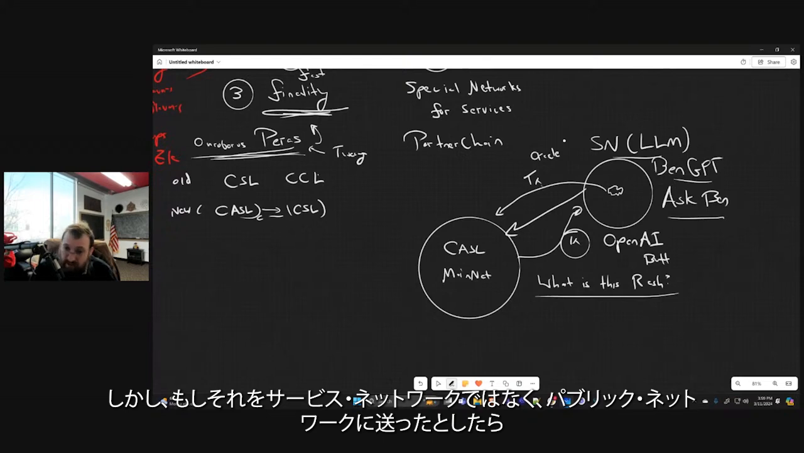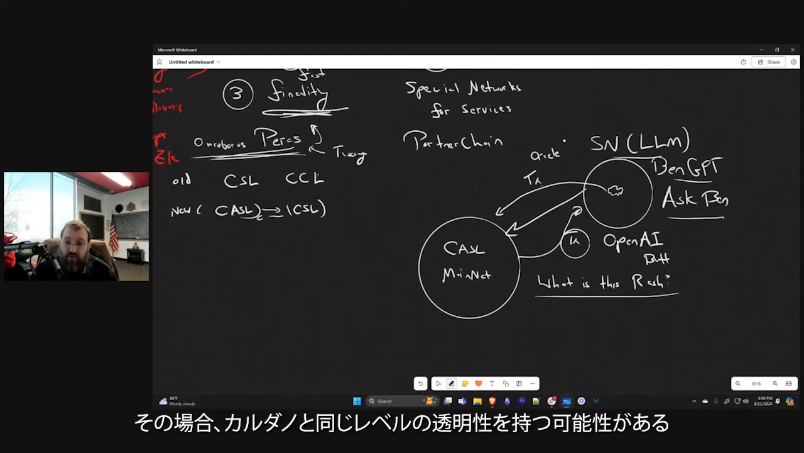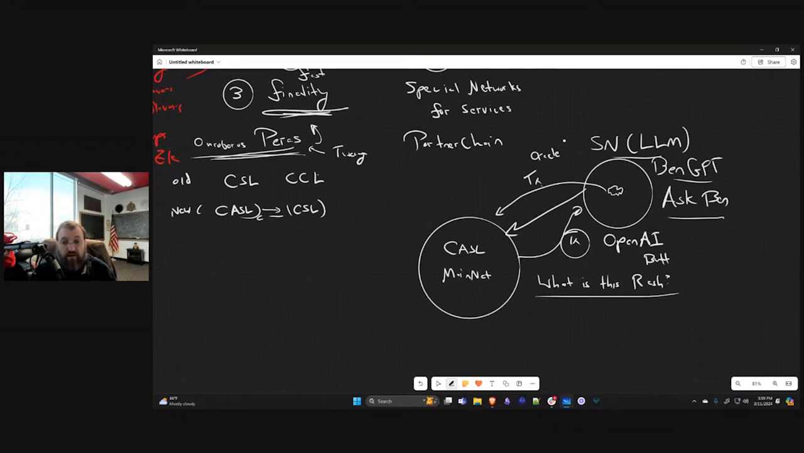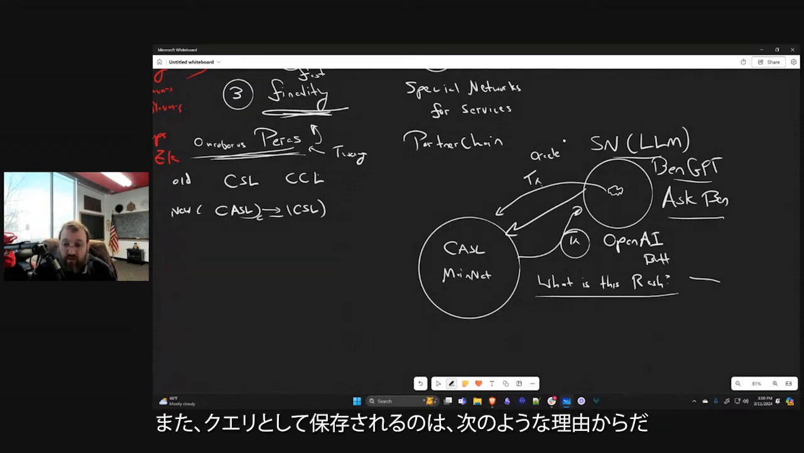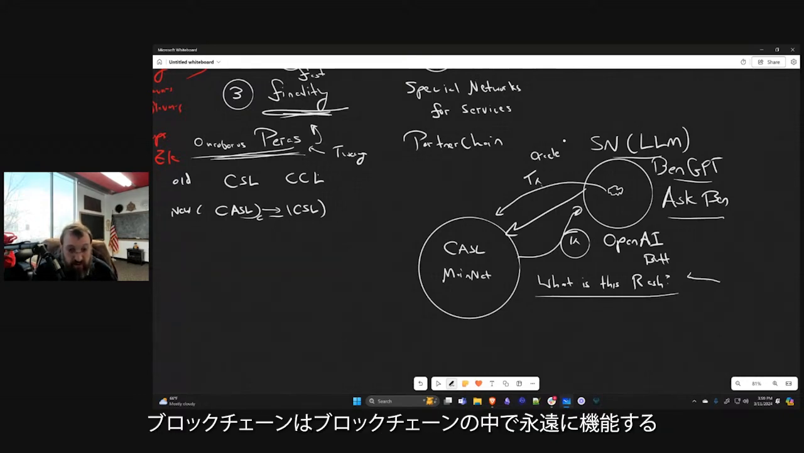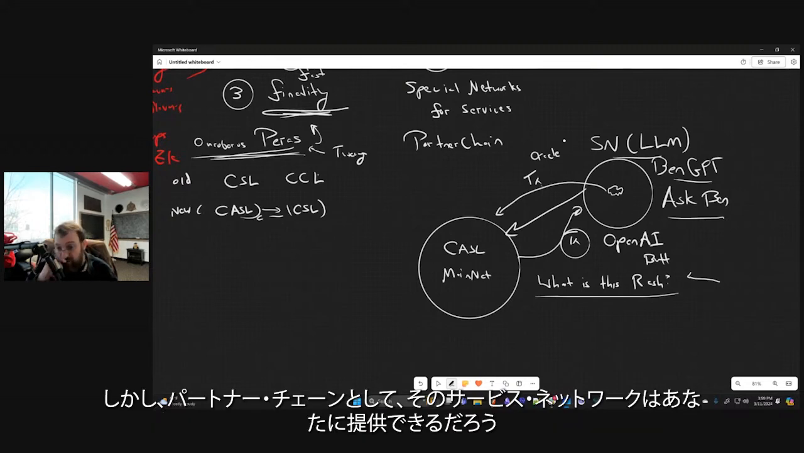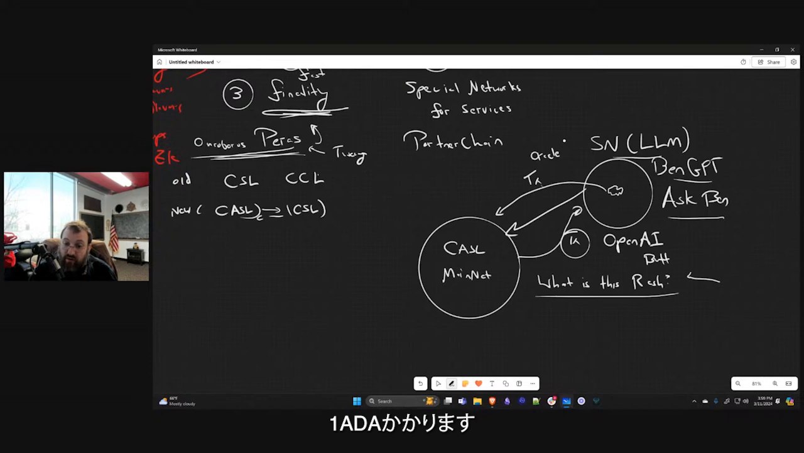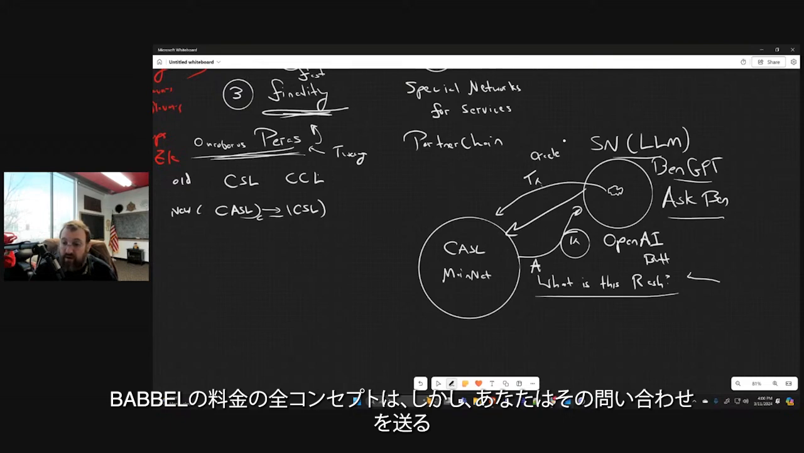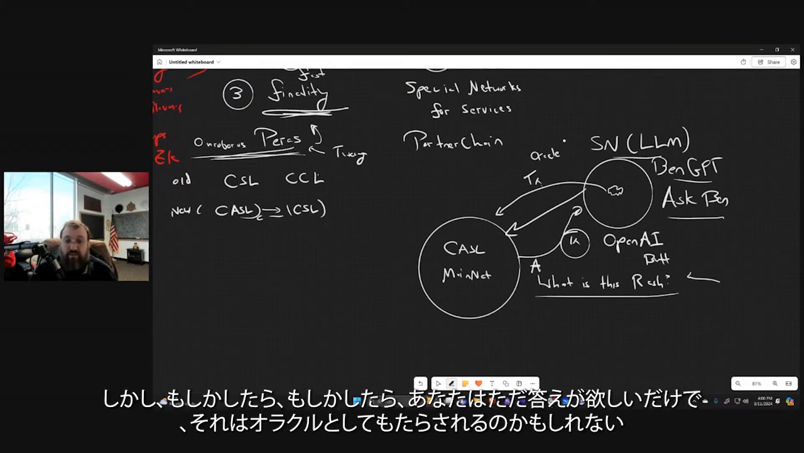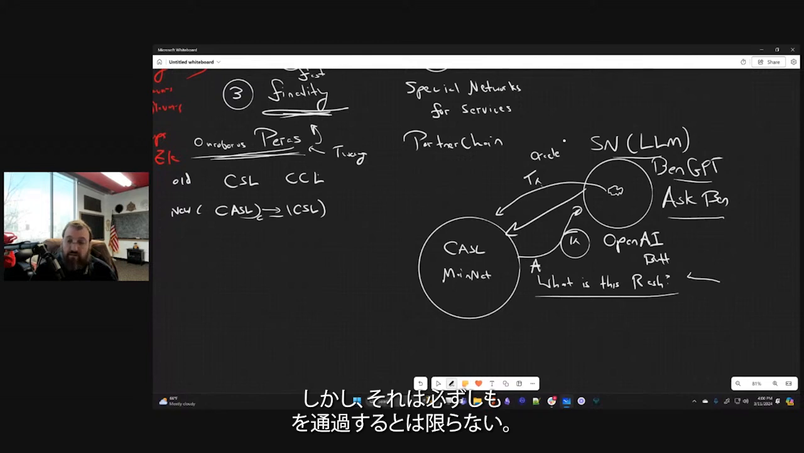Okay, but if you sent that through to a public network instead of a service network, then potentially it would have the same level of transparency as Cardano. Also, that is preserved as a query because of the way blockchains work, in the blockchain forever. But as a partner chain, that service network would be able to, by the way, you'd pay in ADA for that, or whatever the native currency is that you want to transact in, the whole concept of Babel fees. But as you send that query in, maybe, just maybe, you just want the answer, and that comes in as an oracle, but it doesn't necessarily work its way through.